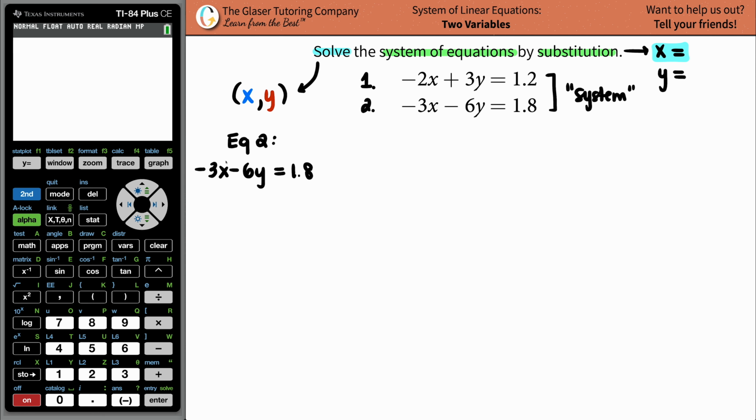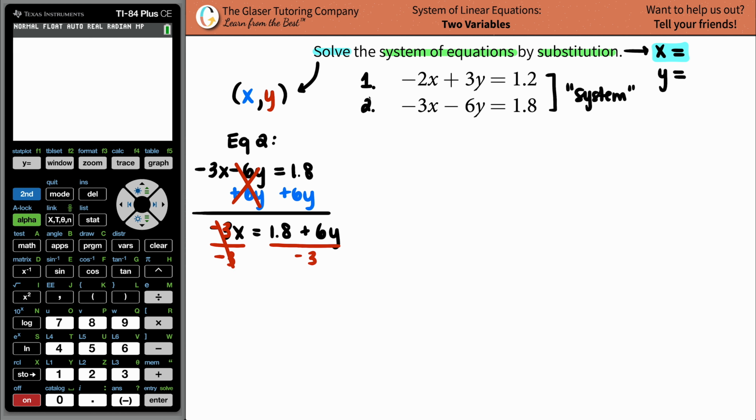Okay. So keep in mind we want to get x by itself, so I got to push the y value onto the other side. So let's add 6y on both sides. This will cancel. And let's just rewrite whatever we got. So we got negative 3x equals 1.8 plus 6y. Let's now take the negative 3 and divide on both sides by the negative 3.